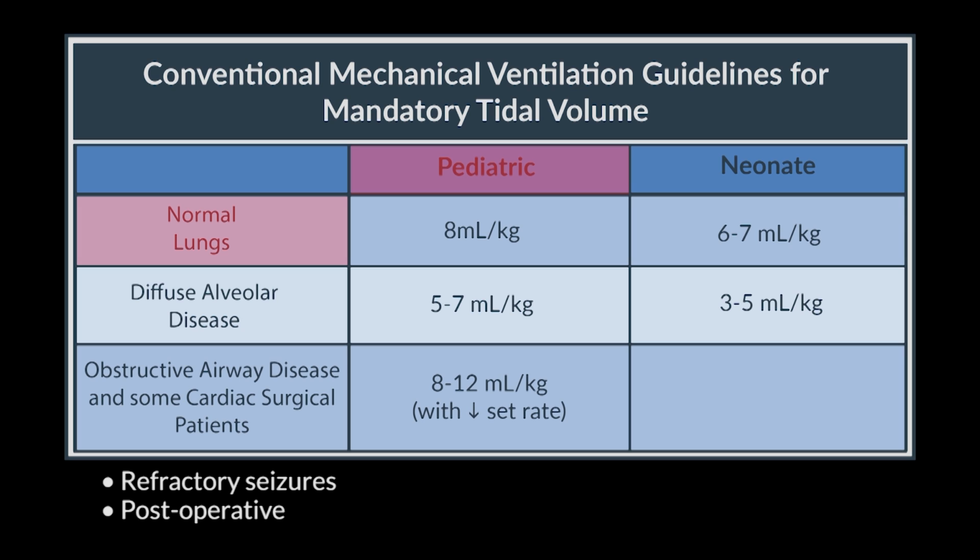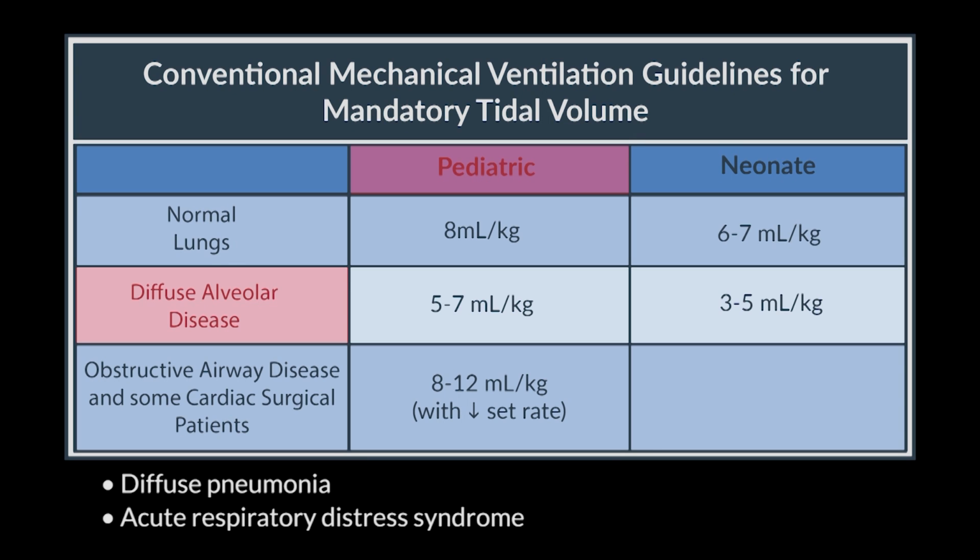For a general ICU patient without lung disease in the PICU, the patient with refractory seizures, or a postoperative patient without lung disease, the usual target tidal volume in our institution is 8 milliliters per kilo, whereas a patient with diffuse low compliance lung disease, the diffuse pneumonia patient, or the patient with acute respiratory distress syndrome, it would be much more appropriate to start with a tidal volume of 5 to 7 milliliters per kilogram.